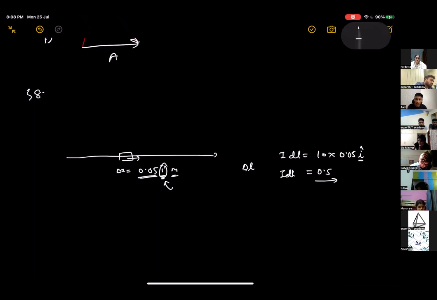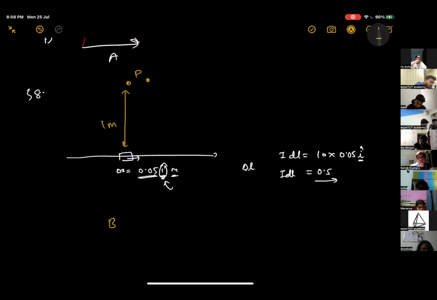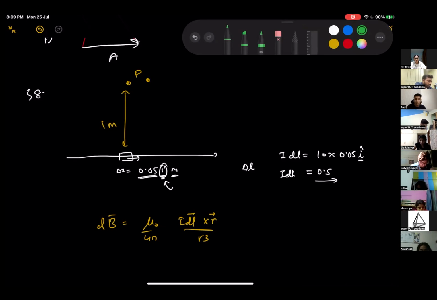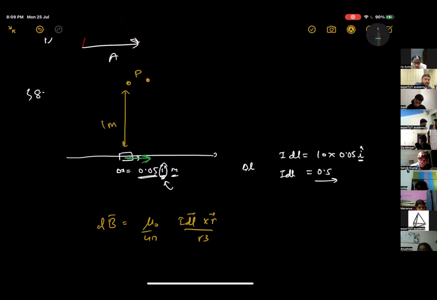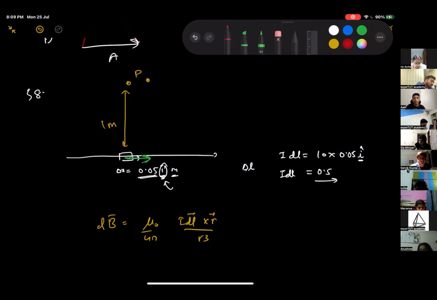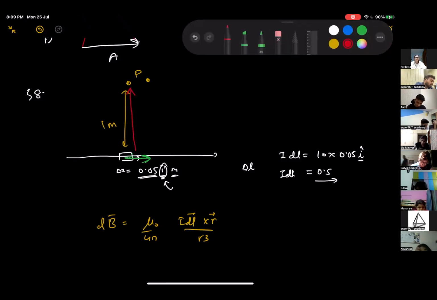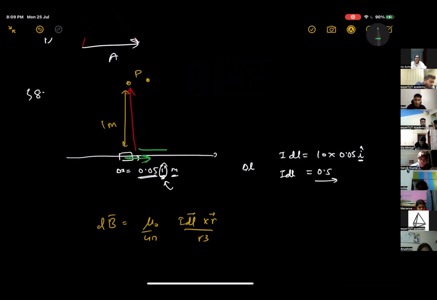Now they're asking, what is the magnetic field at a point P, which is here, and it is 1 meter away, right? So the magnetic field at this point, by the Biot-Savart law, is dB equals mu naught by 4 pi, I dL cross r by r cube. Both of the upper ones are vectors. What is the I dL vector? It is a vector like this green vector. And the r vector goes from the starting point of the current element to the point at which you're finding the magnetic field. So when you do I dL cross r, that means green vector cross red vector.